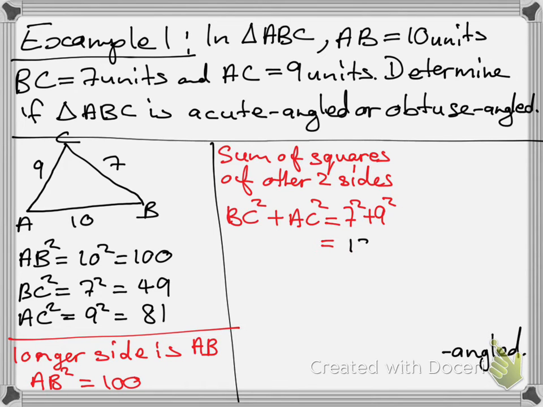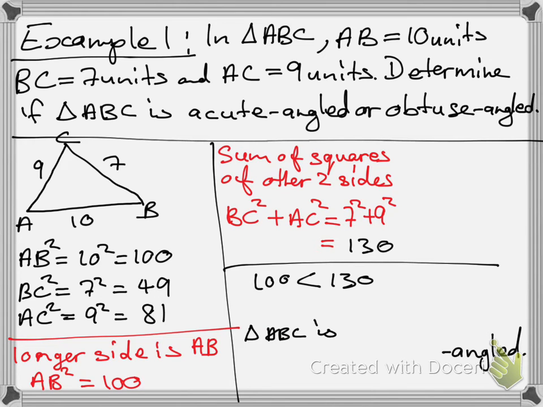So it's going to be 130, and if we compare the two, you can see that 100 is less than 130, meaning we can conclude that this triangle ABC is acute angled. So we can conclude that ABC is acute angled since the square of the longer side is less than the sum of the squares of the other two sides.